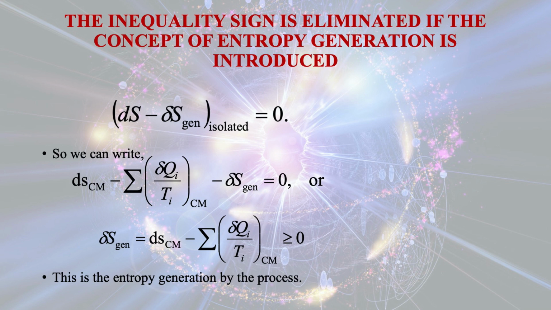is equal to 0. So we can write dS, that is the change in entropy, minus del S generation, that is the entropy generation for an isolated system, is equal to 0, and we can write that dS Cm, that is the change in entropy for a control mass, minus the summation of del Qi by Ti control mass minus del S generation is equal to 0. Or finally we can write that del S generation is equal to dS Cm, the change in entropy for the control mass, minus summation of del Qi by Ti control mass, is equal to or greater than 0. So this is the entropy generation by the process.